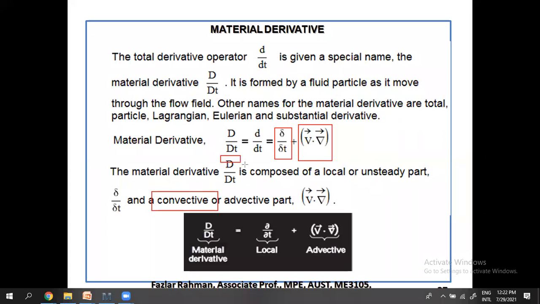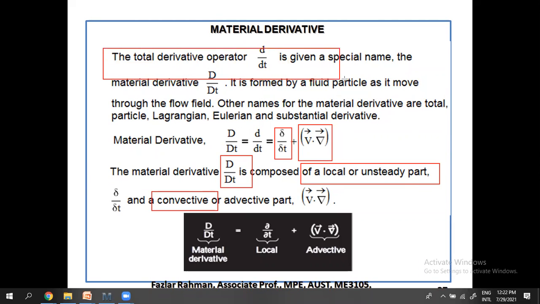The material derivative is composed of a local or unsteady part, that means del by del t, because it depends on the time. That's why it is called the local derivative. And the other term is called the convective term or advective part. Okay. So if I say what is the material derivative, this is the definition.